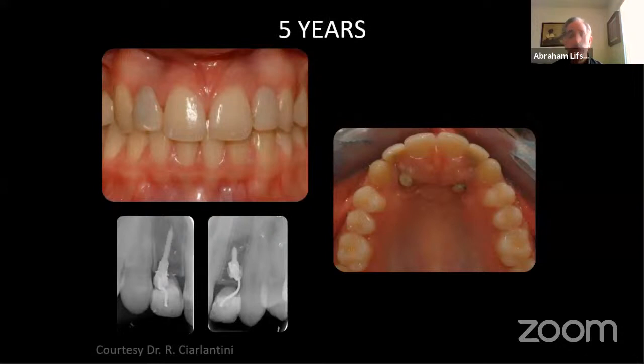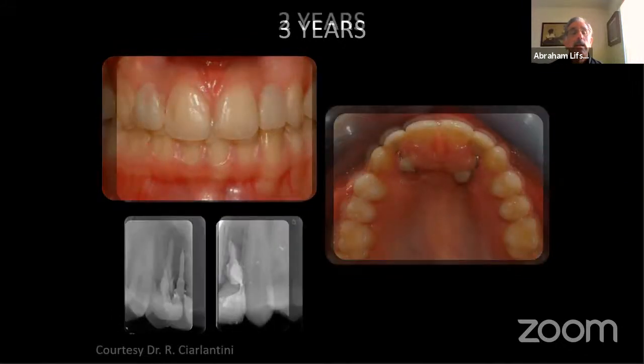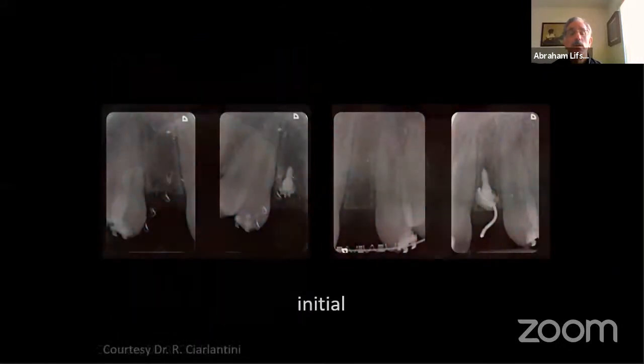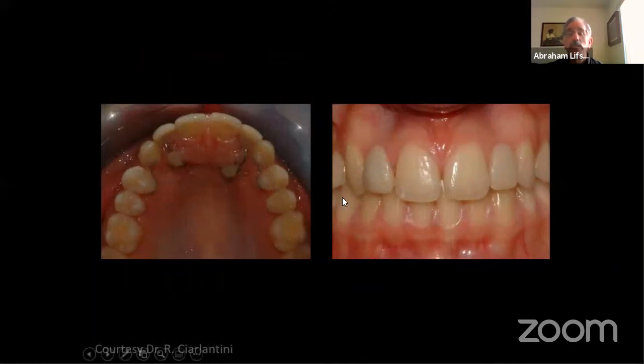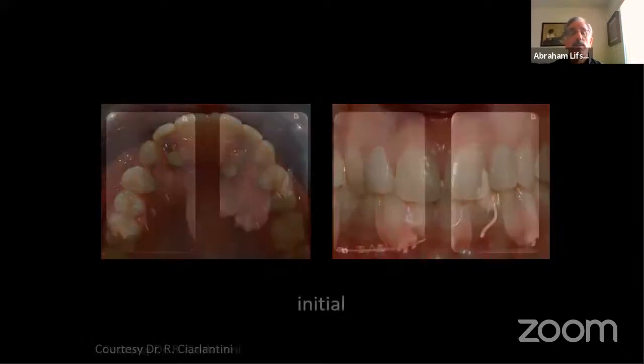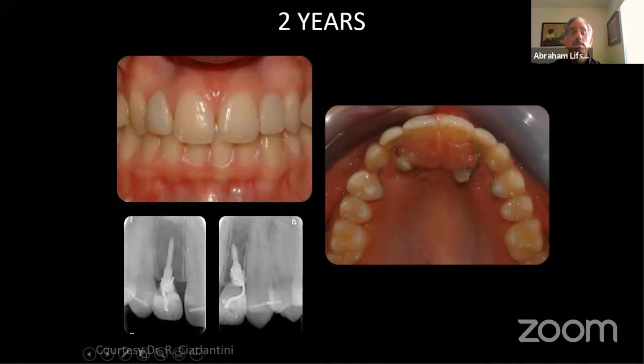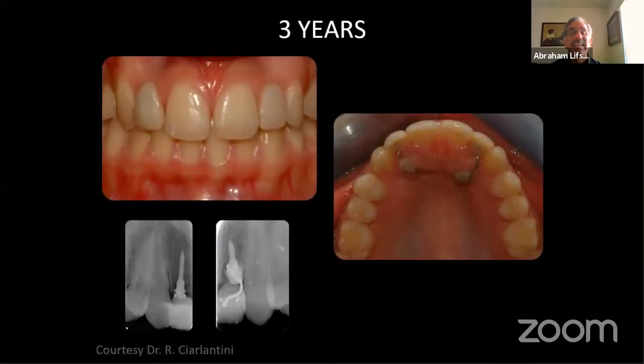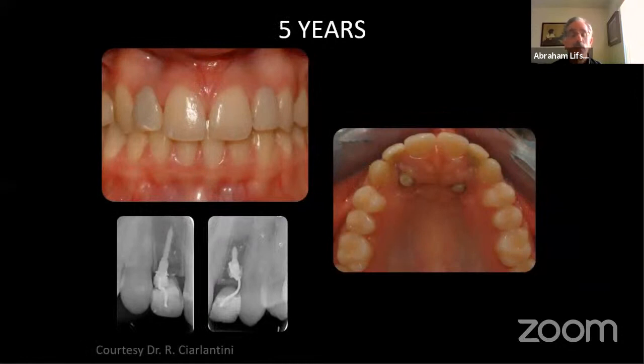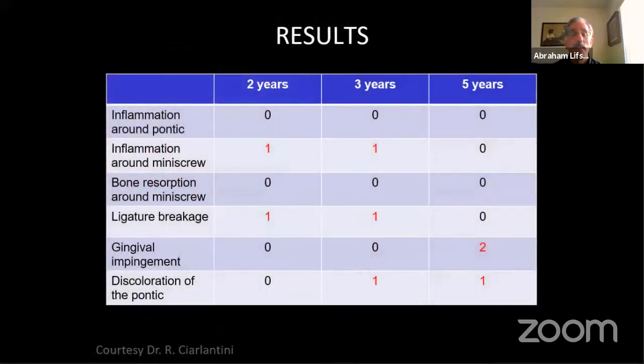What's really amazing is that I'm going to go back and look at the position of the pontics in relation to the central incisors, at the initial, 2 years, 3 years, and 5 years. There was no infraocclusion in all the cases. And take a look at the gingival architecture. It's really amazing. They showed that there was no inflammation around the pontic over a period of 5 years.